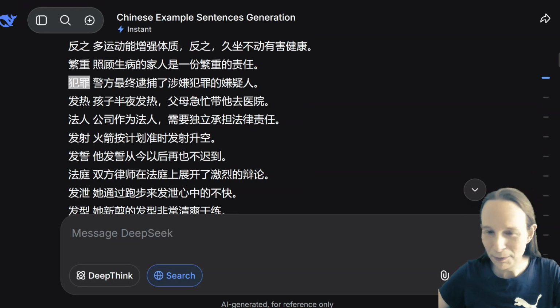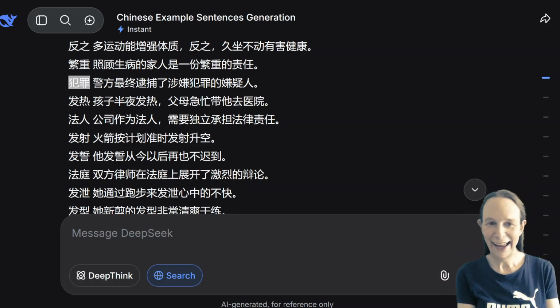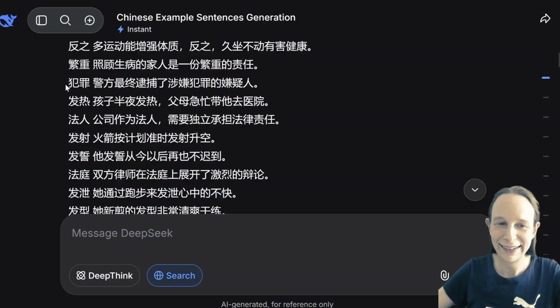犯罪. I cannot believe anyone gets to HSK 7 through 9 and was like, oh, I really need to study the word 犯罪. This is one of the most common words there is. Move this down to like HSK 4 or something, right? 犯罪, to commit a crime.